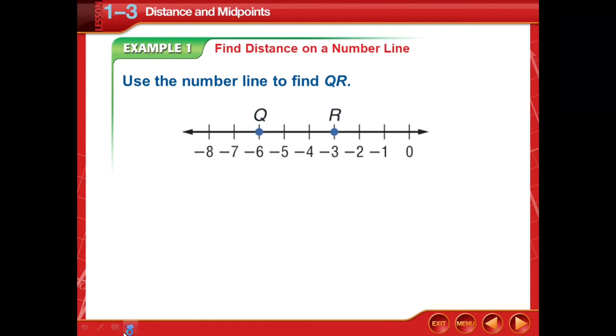So here is an example of how to find the distance on a number line. So I take the number again that is farthest to the right. In this case, that would be the R. And R is -3. So I take -3 and I subtract -6. These both become positive, and 6 minus 3 is 3.